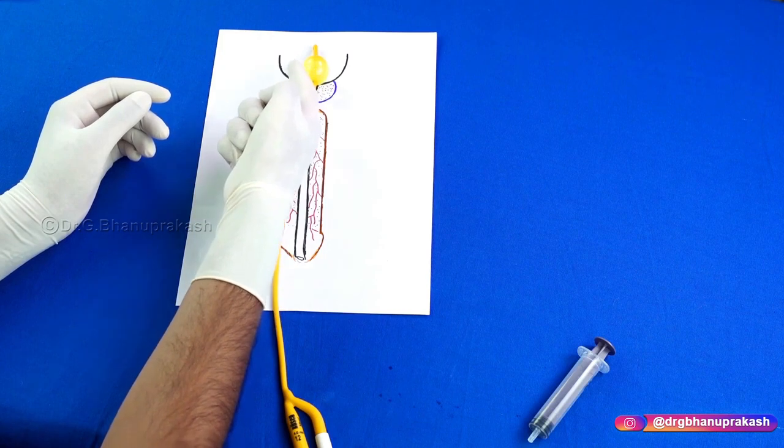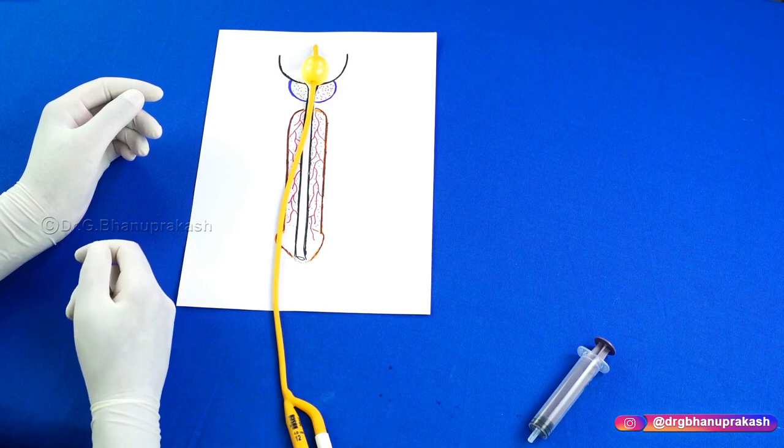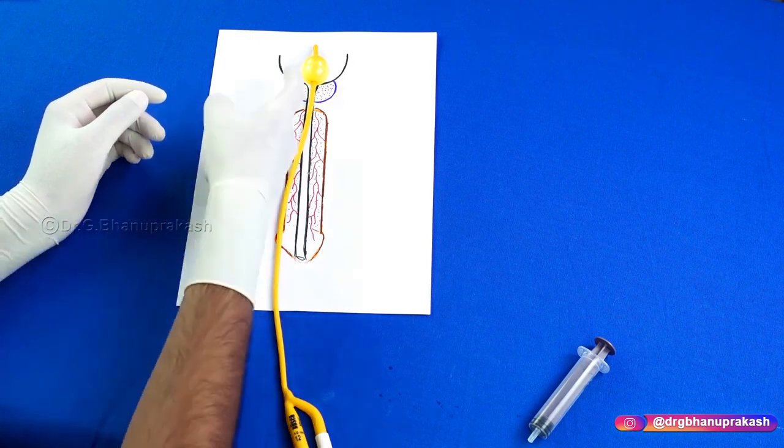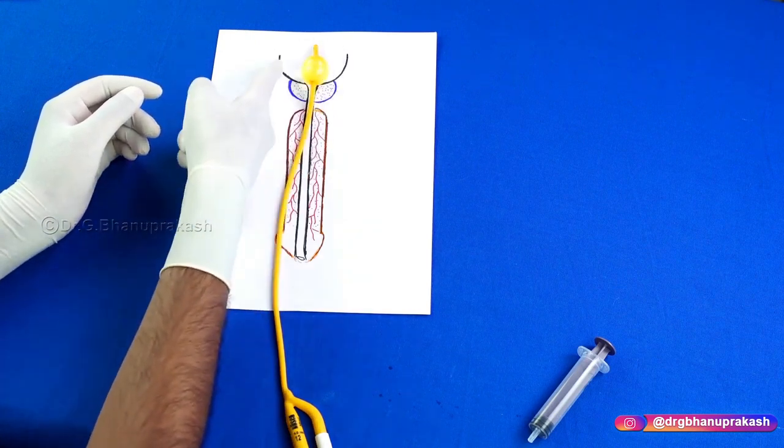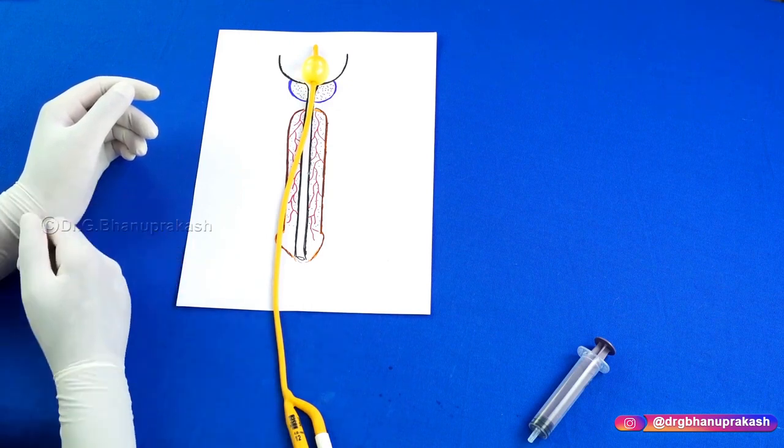And these crystals can rupture the balloon. So when it ruptures the balloon, what will happen? The urine will leak outside the urethra. And the second thing that can happen is that these crystals can even damage the wall of the urinary bladder and cause bleeding. This is the first thing.